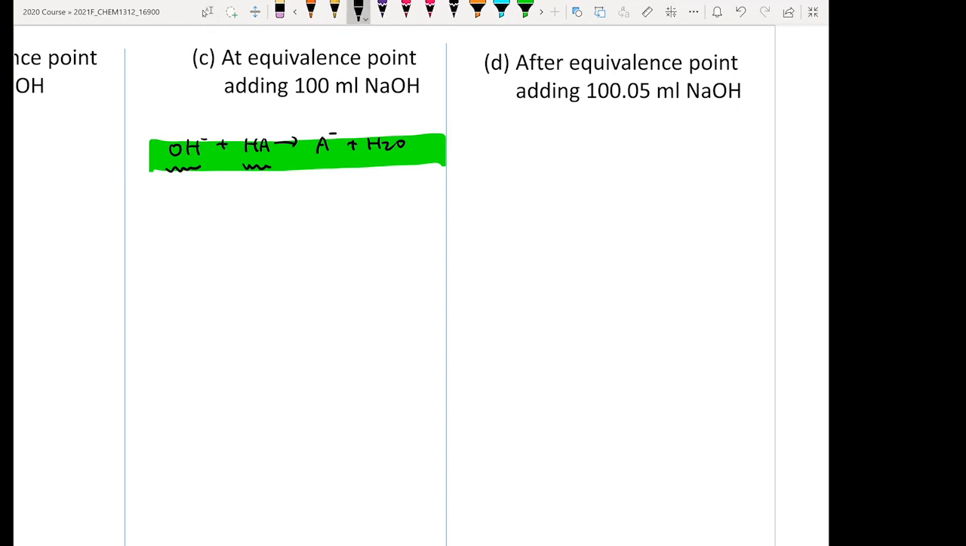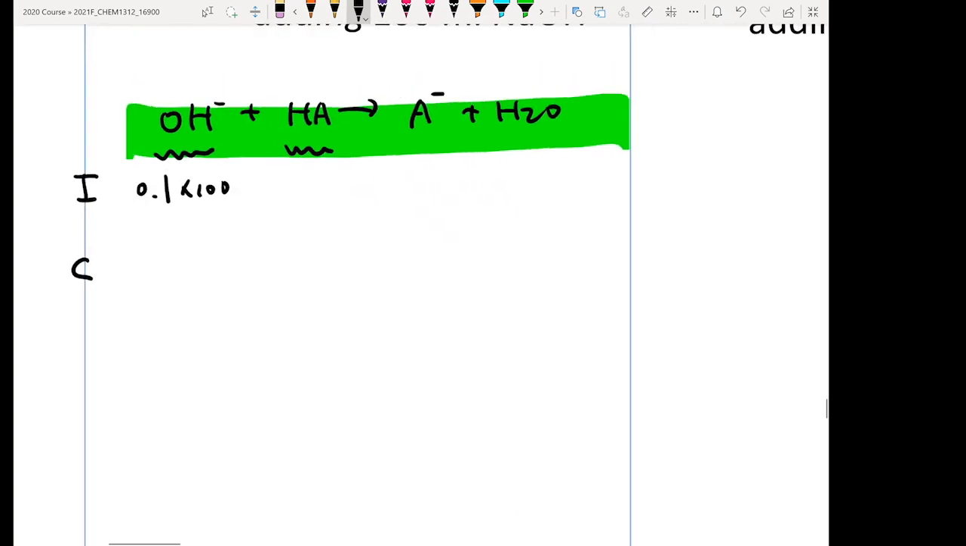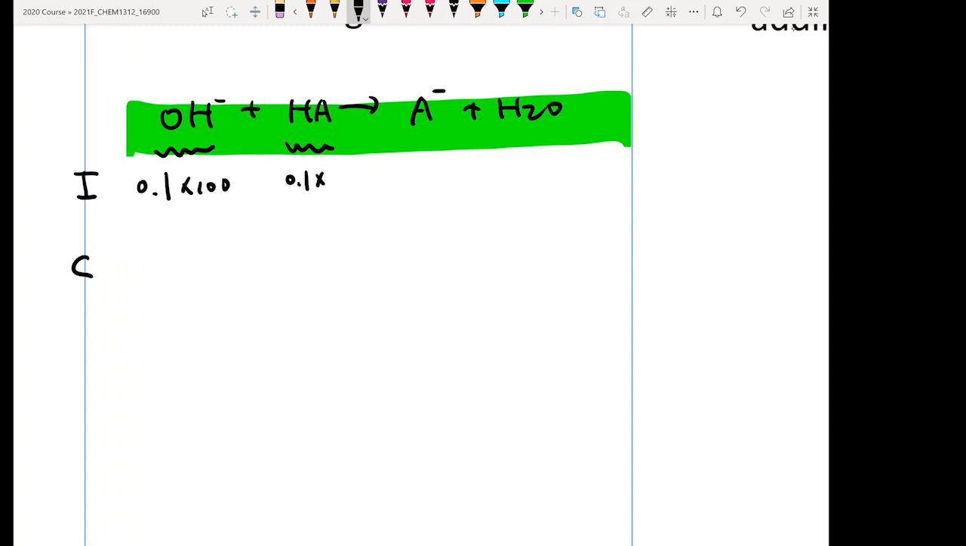So all you need to do is, in the beginning, I probably need to do the ICE table here so you'll see more clearly. In the beginning you have 0.1 M of strong base. You have 100 mL to reach the equivalence point. You are going to have the same amount of your weak acid. And these two are going to consume each other, right? So you're going to have minus 0.1 times 100, minus 0.1 times 100. At the same time, you're going to have plus 0.1 times 100 for your A minus, and plus 0.1 times 100 for your water.